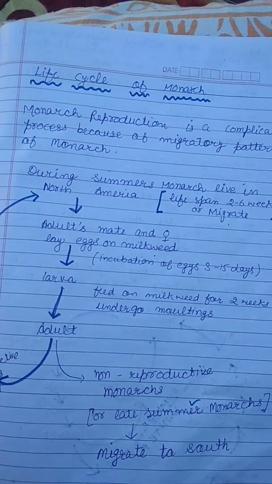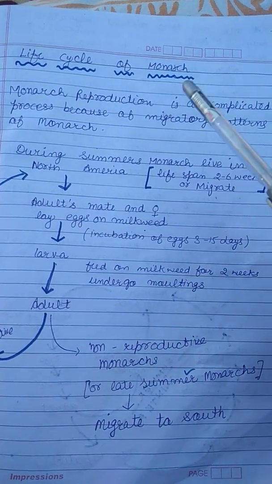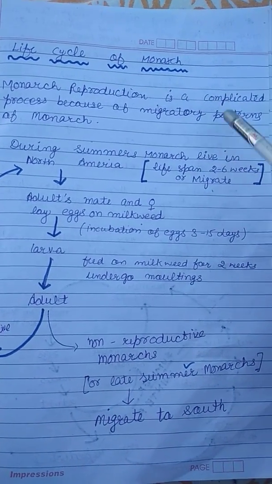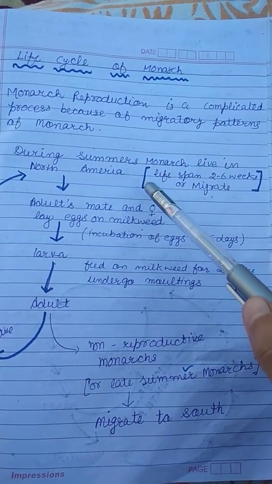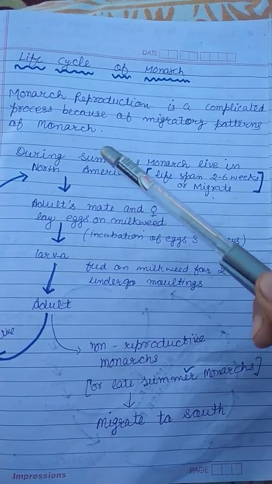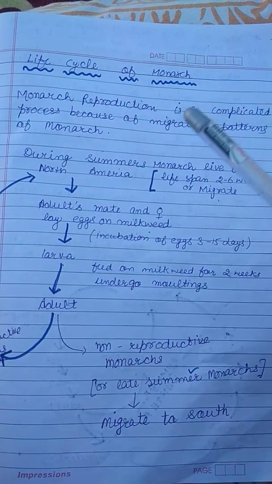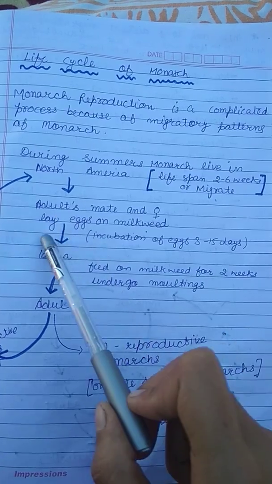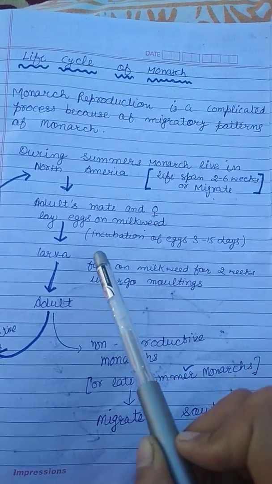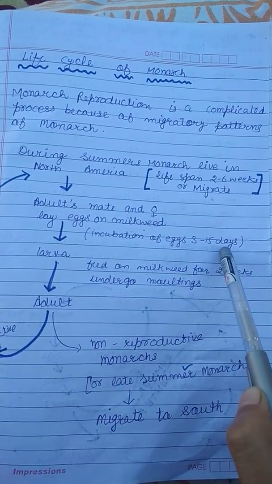Monarch butterfly's life cycle is a quite complicated process because monarch shows migratory patterns during summer and winter. During summer season, monarch butterfly lives in North America, and as they are dioecious, the male and the female mate in air. Then the female lays eggs on milkweed plant. The incubation of the eggs to hatch is 3 to 15 days.